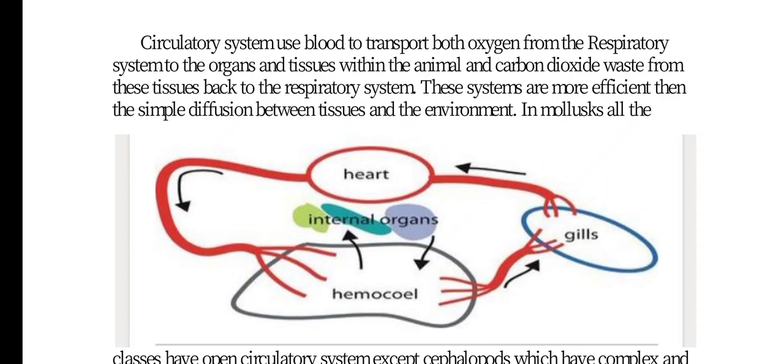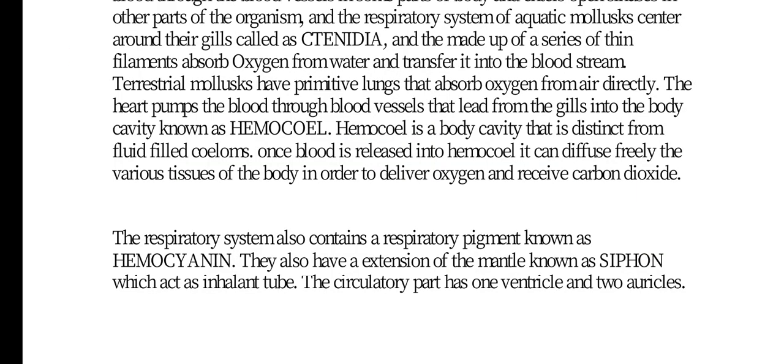In molluscs, the heart, hemocoel, and gills are all involved. The respiratory system also contains a respiratory pigment known as hemocyanin. They also have an extension known as the siphon, which acts as an inhalant tube. The circulatory part has one ventricle and two auricles.